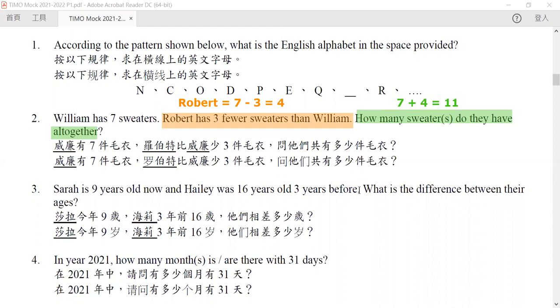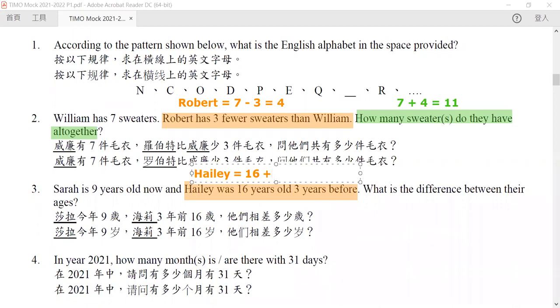So for question number 3. Sarah is 9 years old now, and Hillary was 16 years old 3 years before. What's the difference between their ages? Since we have a statement like this, Hillary was 16 years old 3 years before, what is her age now? We can easily calculate it because she was 16 years old 3 years before.